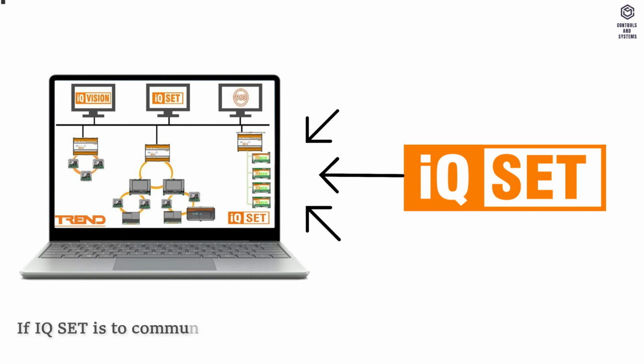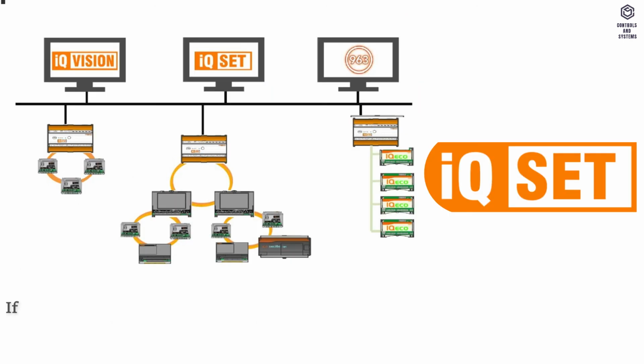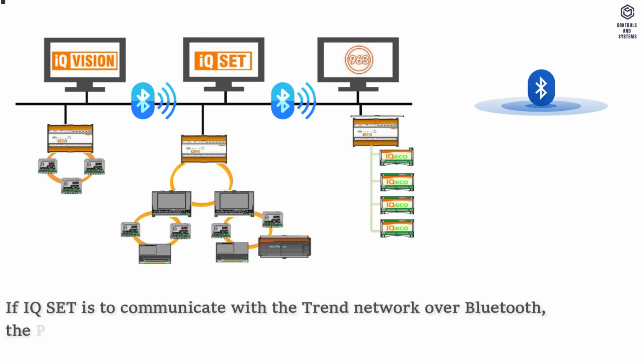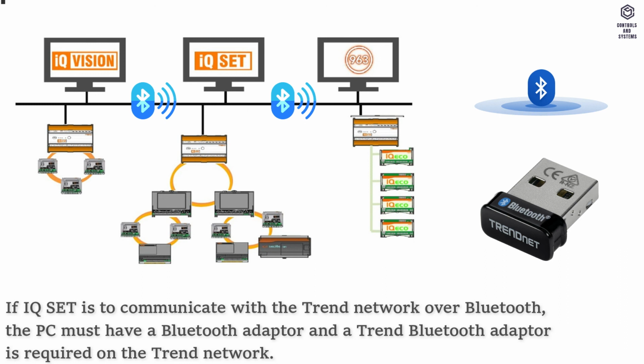If IQSET is to communicate with the Trend network over Ethernet, an Ethernet network card and access to an Ethernet network is required. If IQSET is to communicate with the Trend network over Bluetooth, the PC must have a Bluetooth adapter and a Trend Bluetooth adapter is required on the Trend network.